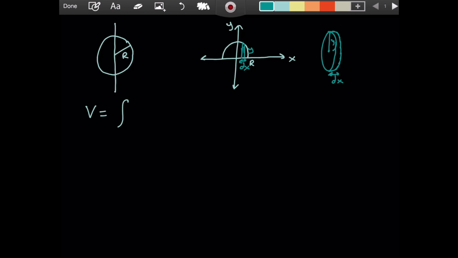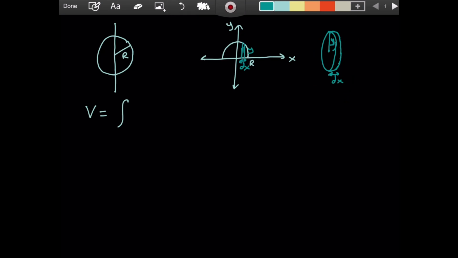I was about to say among. It isn't among, it is along the x-axis. Okay. And so we basically are going to sum up all these little disks so that we end up with the total volume of the sphere.